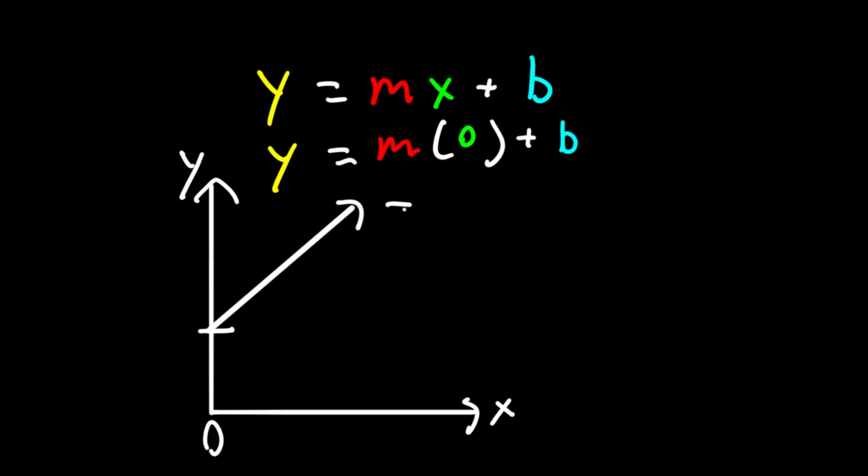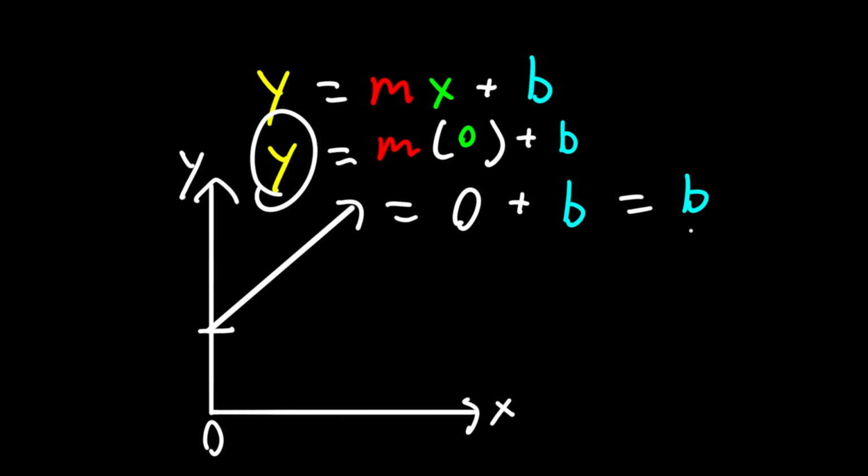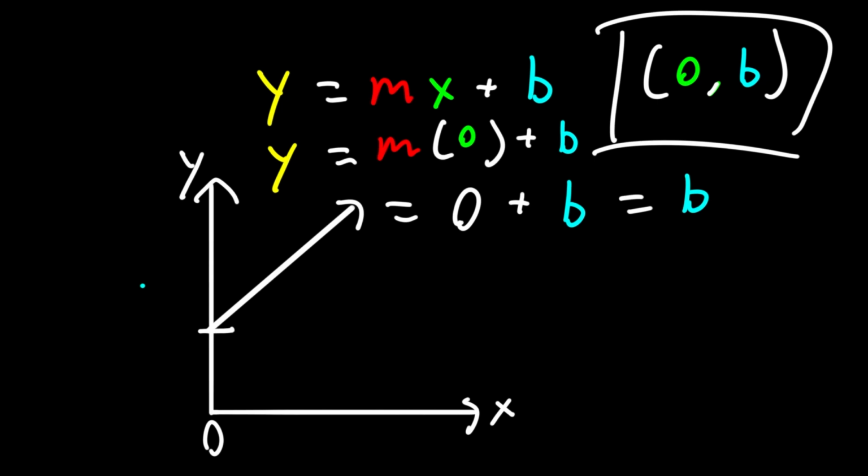So m times 0, that's going to be 0. And then we have a plus b. 0 plus anything is just going to be that number itself. So 0 plus b is b. So that means when x is 0, y equals b. So the point is going to be (0, b). This is the y-intercept. So the y value right here is going to be b.